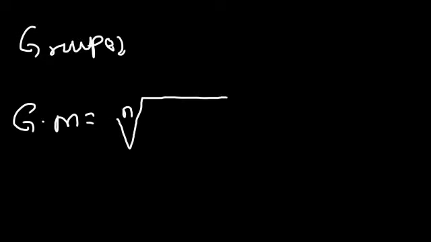For the group data, the formula that helps us to find the geometric mean, GM, is simply equal to the nth root of the capital Pi of x to the power of f.